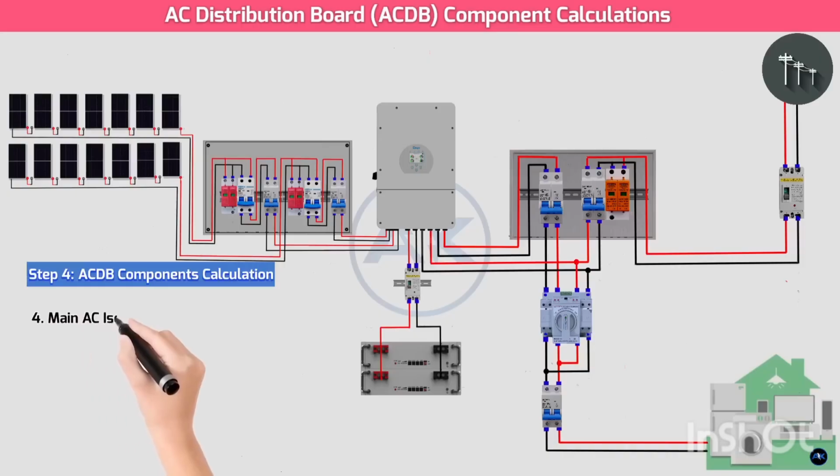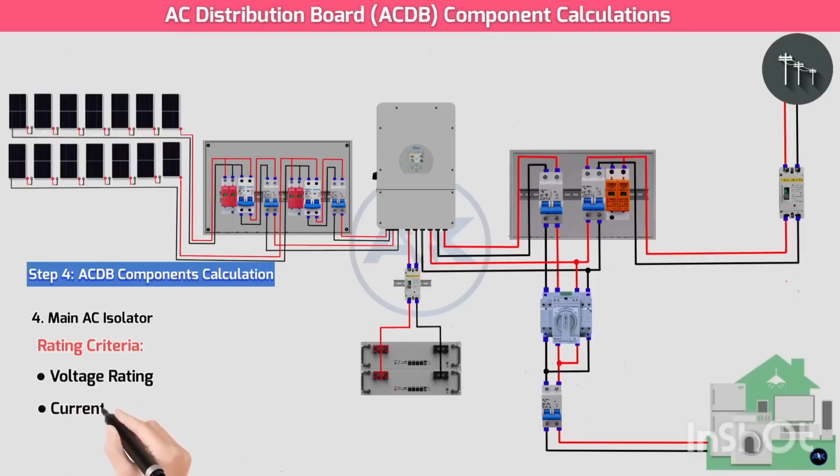Fourth, main AC isolator. This provides a manual disconnect point for the entire AC system, isolating it from the utility grid. It's a critical safety device, often located near the main utility meter or service entrance. Rating criteria. Voltage rating must match the system voltage, 230 volts. Current rating must be rated to safely carry the maximum expected current from the utility, your main service breaker rating, or the maximum inverter output, whichever is higher, with some safety margin. It typically needs to be rated for at least the total system load plus potential backfeed from the inverter.